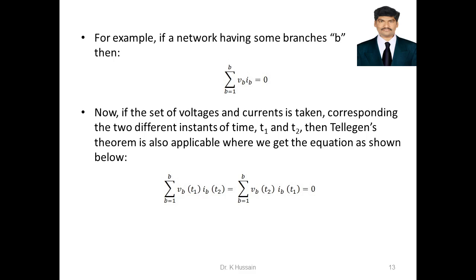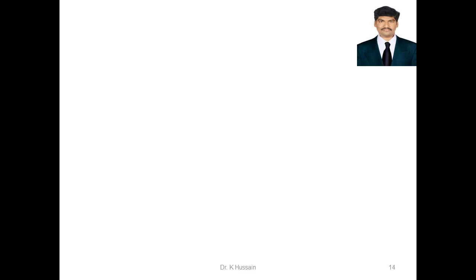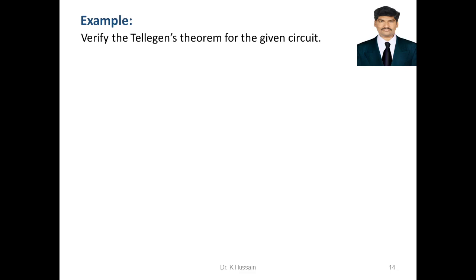So that is VB of T1 and IB of T2. That is the thing you are finding here: at a particular branch, the voltage at time T1 and the current at time T2. That product also you are taking. So that's the reason this is very important for different types of applications. Indeed, this is a very useful theorem. Now we'll see one example here.